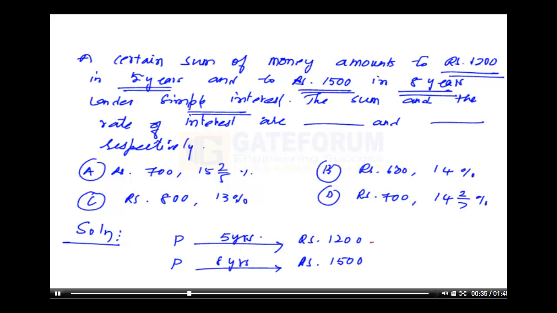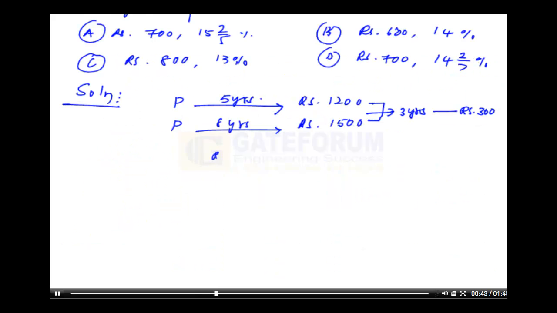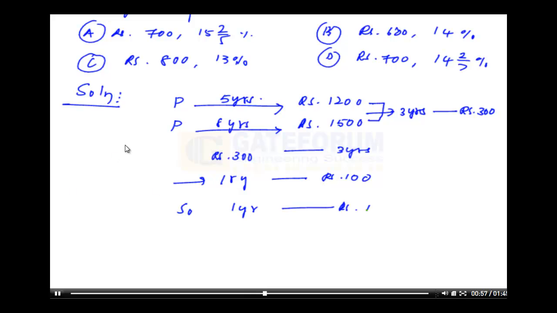Now clearly we can say that there is a difference of 3 years and the difference in amount is rupees 300. So there is an increase of rupees 300 in 3 years. So for 1 year it will be rupees 100. So clearly we can say that the interest for 1 year is rupees 100.